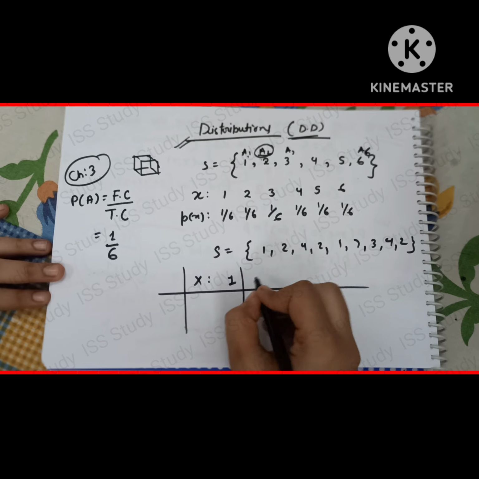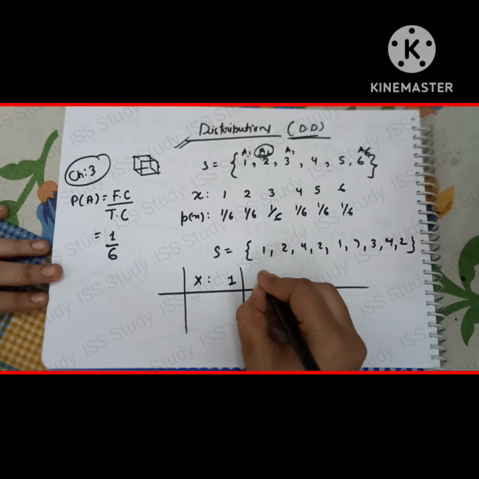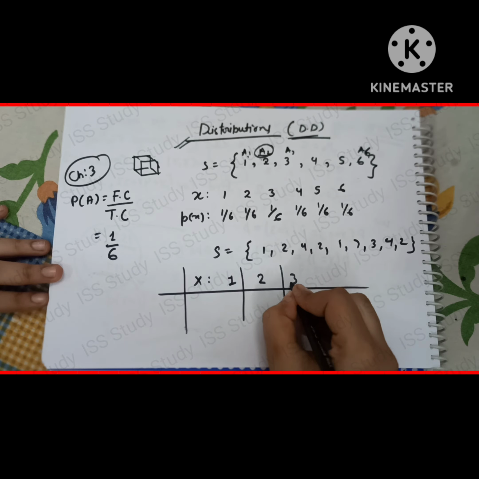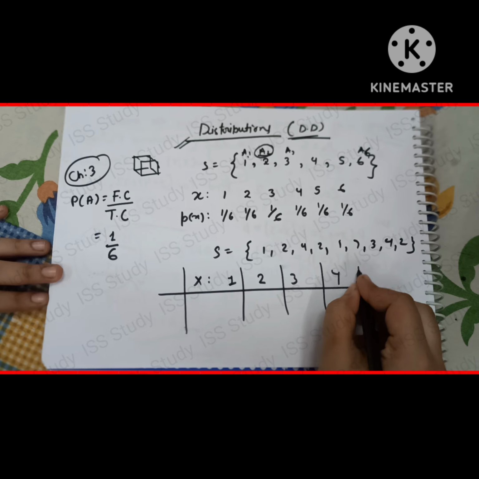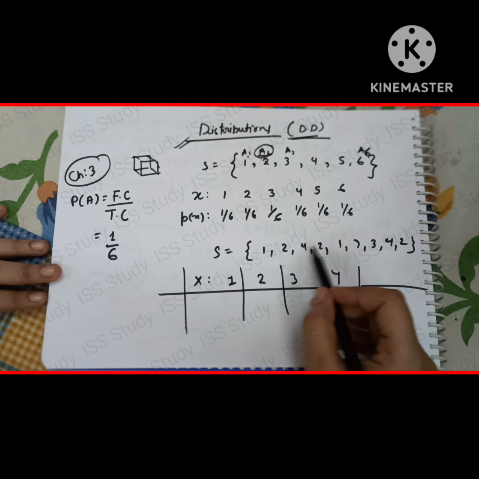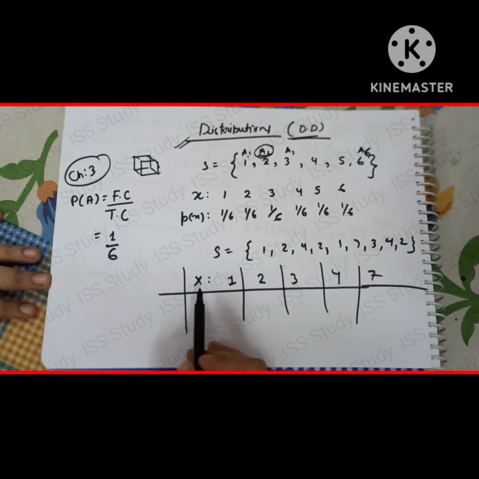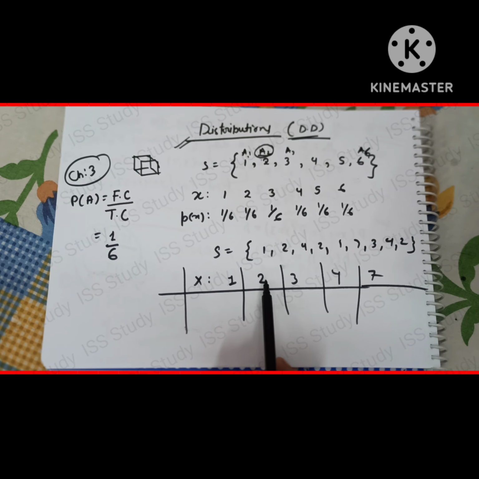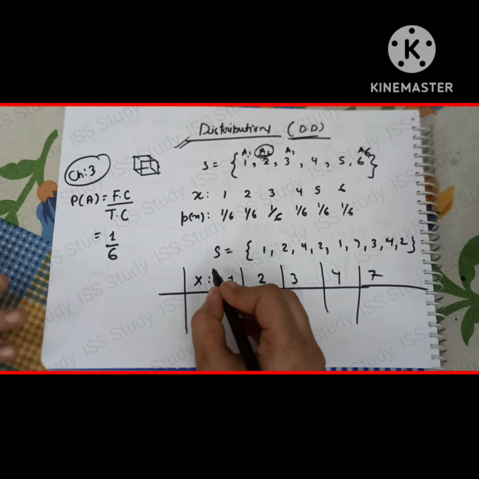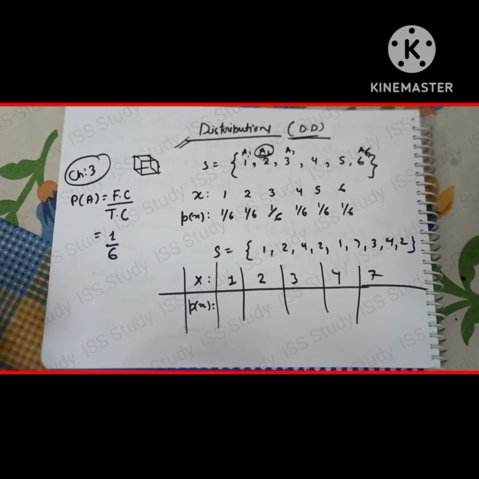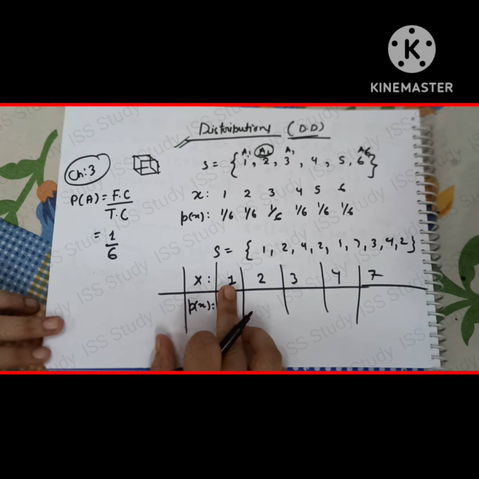Now after 1, it is also taking value 2, value 3, and value 4. 5 is not given, 6 is also not given, but 7 is given to us. So x is taking only these values: 1, 2, 3, 4 and 7. Now I am asking you to attach the probability to every event, so you have to find the probability of happening of this event 1.